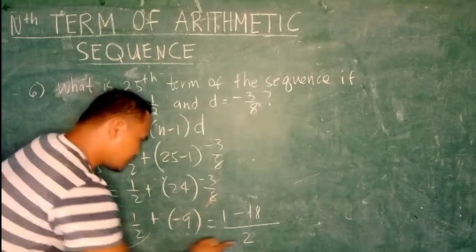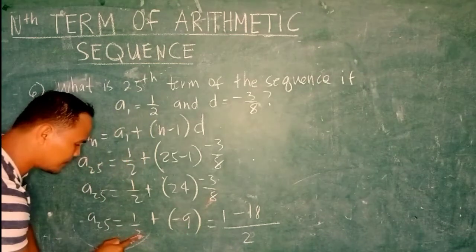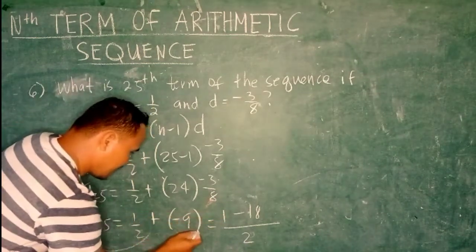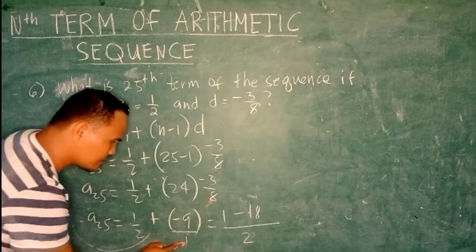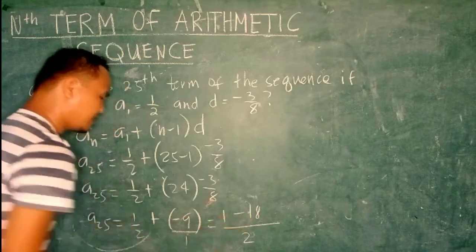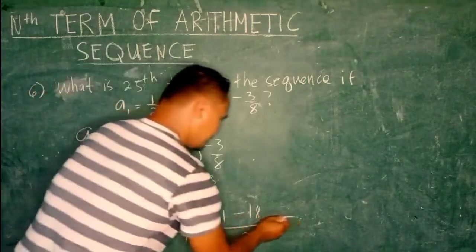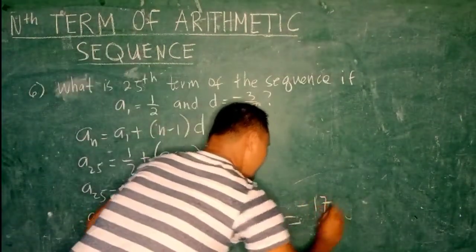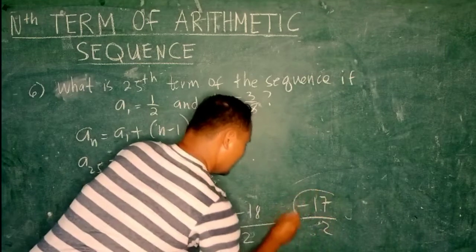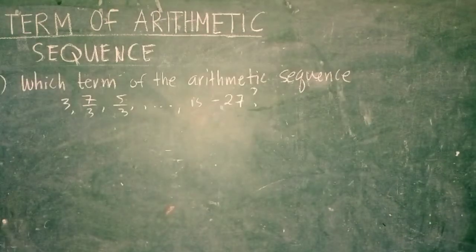Okay? Or 2 divided by 2 is 1, times 1, 1. So the denominator of negative 9 is also 1. So 2 divided by 1, 2 times negative 9, negative 18. That's addition of fractions. Okay? So, 1 minus 18 is negative 17 over 2. Okay, that's our answer.